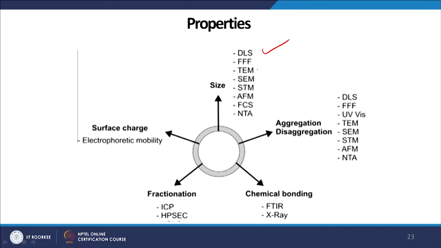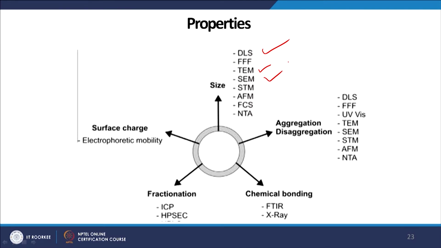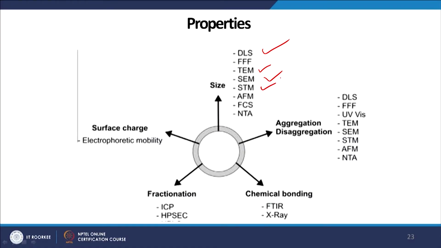And then there is the transmission electron microscopy method, which is an imaging method where you allow electrons to pass through your nanoparticle system, and in the detector you get an image of the nanoparticle. Then scanning electron microscopy is another imaging technique which looks at the backscattered electrons. And then there is the scanning tunneling microscope, where if you have a very thin sample with very thin nanoparticle layers, you can get a very nice image of the nanoparticle assembly.